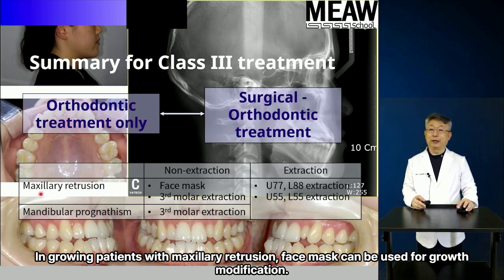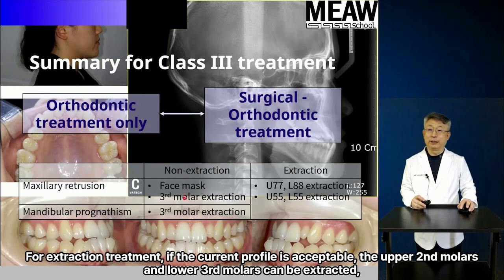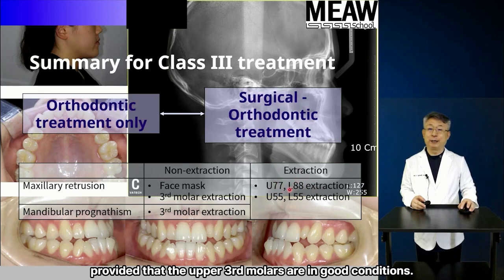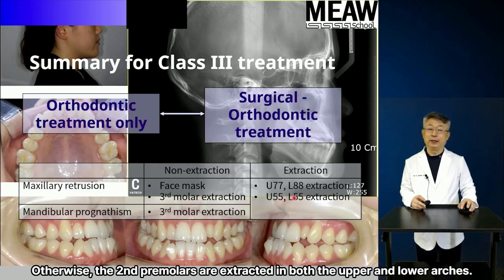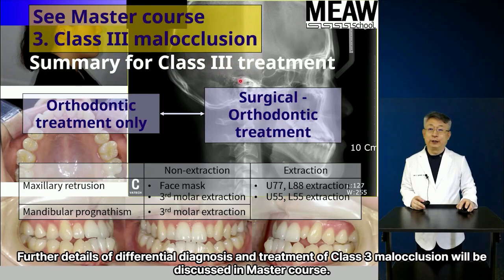In growing patients with maxillary retrusion, face mask can be used for growth modification. In non-extraction treatment, the third molars are extracted. For extraction treatment, if the current profile is acceptable, the upper second molars and lower third molars can be extracted, provided that the upper third molars are in good conditions. Otherwise, the second premolars are extracted in both the upper and lower arches. Further details of differential diagnosis and treatment of Class 3 malocclusion will be discussed in Master Course.